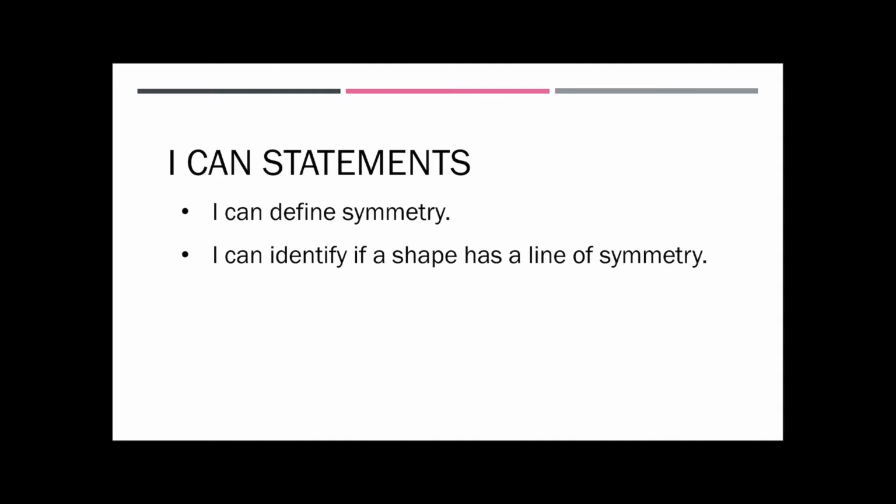Look at our I can statements for this lesson. By the end of our lesson today, you will be able to say, I can define symmetry, I can identify if a shape has a line of symmetry, I can draw a line of symmetry. Let's start off with the first one.